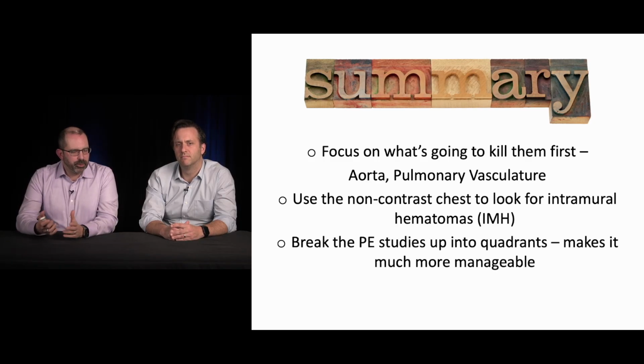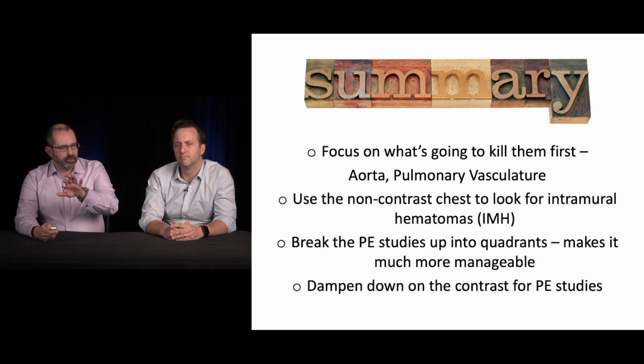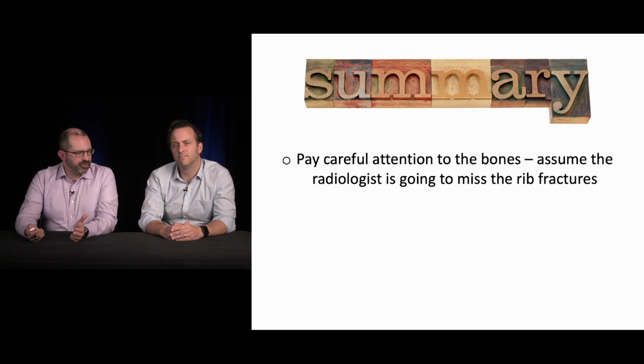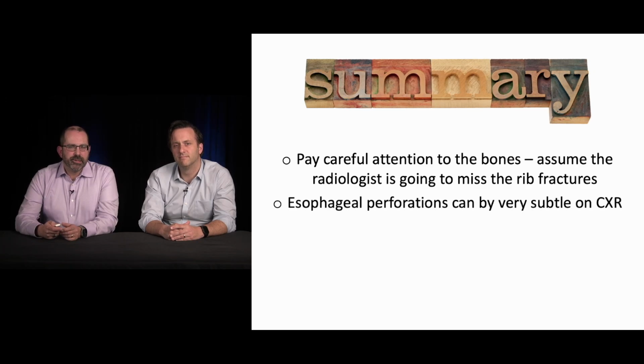And then break up your CT studies into quadrants. It just makes it much more manageable, less overwhelming. And then the first thing you want to do is damp that contrast down. And again, pay careful attention to the bones, just assume that they're going to miss the rib fractures. And then esophageal perf studies, X-ray can be super subtle.